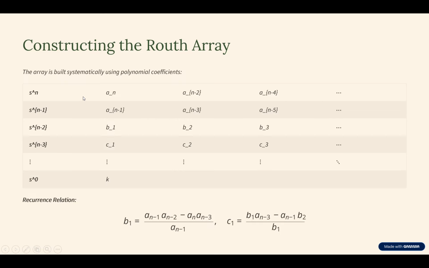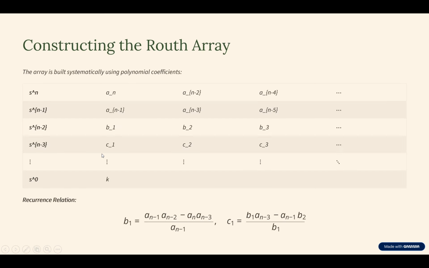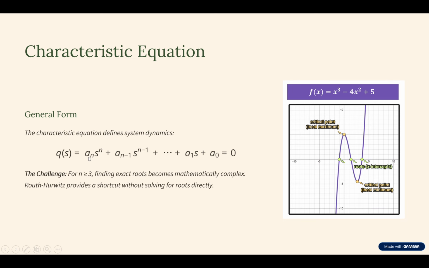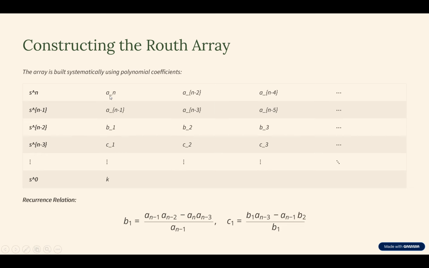This is the array I was talking about, in which we place all the values. You can see here, the maximum power of s in the Laplace domain is n, so we plot that here, and then in decreasing order we plot all the powers of s till s to the power 0. We put the coefficients in the first row: a_n, a_n-2, a_n-4, taking the even powers, and in the second row the odd powers: a_n-1, a_n-3, a_n-5.